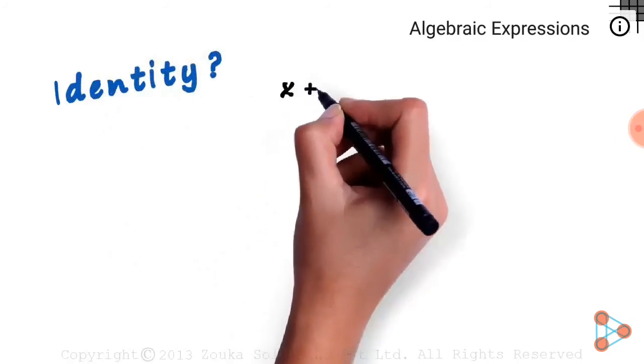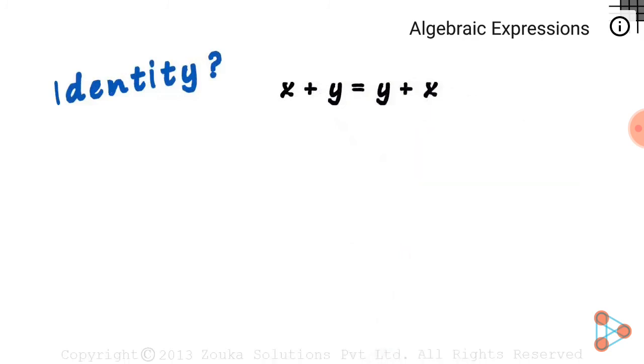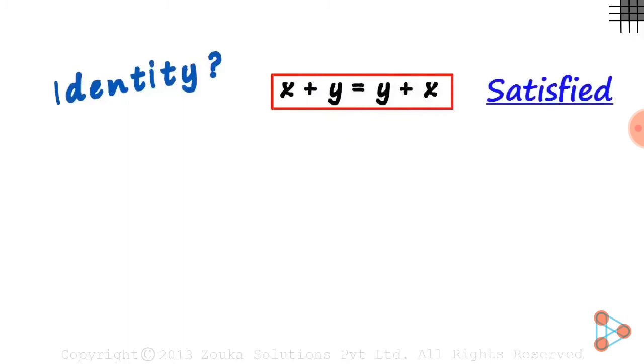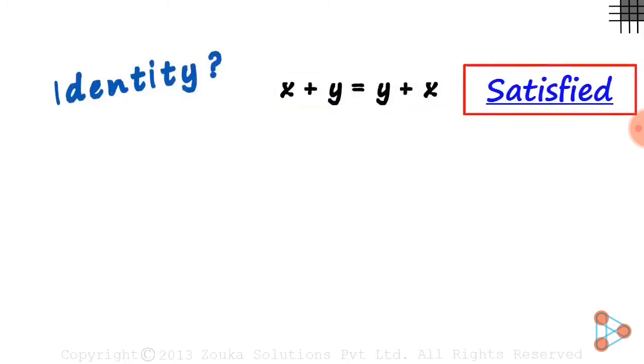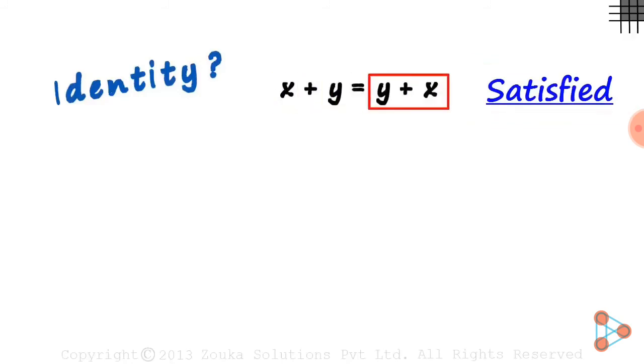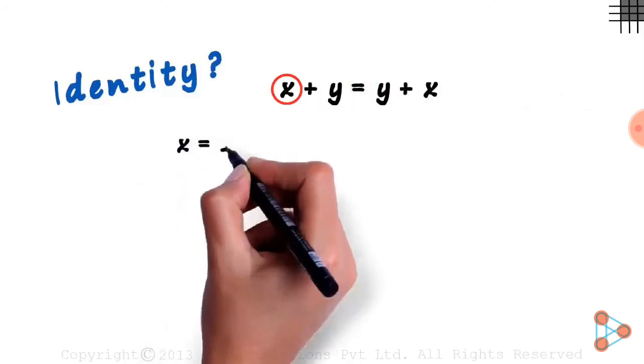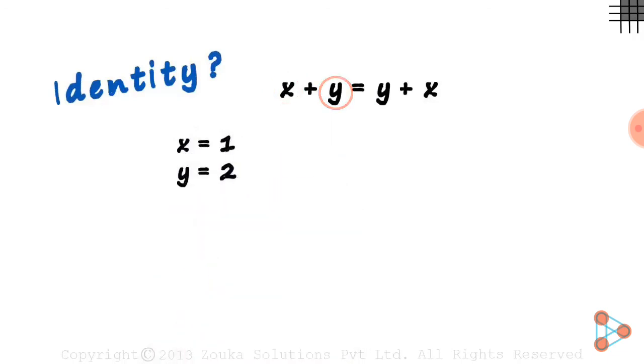Simple question. What is an identity? Now look at this equation. x plus y is equal to y plus x. No matter what value we take for x and y, this equation will always be satisfied. By satisfied, I mean the left-hand side will always equal the right-hand side. Let us try different values for x and y. Assume x equals 1 and y equals 2.